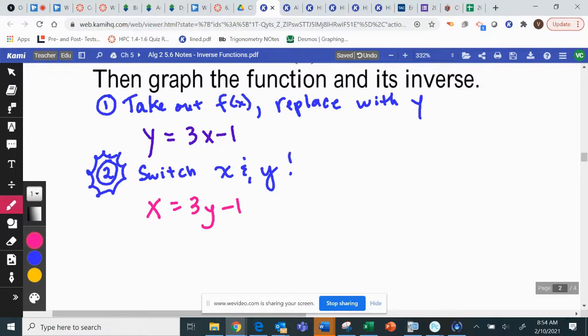It was a hard one, huh? Should I do it again in slow-mo? All I did was switch x and y. This is the inverse.